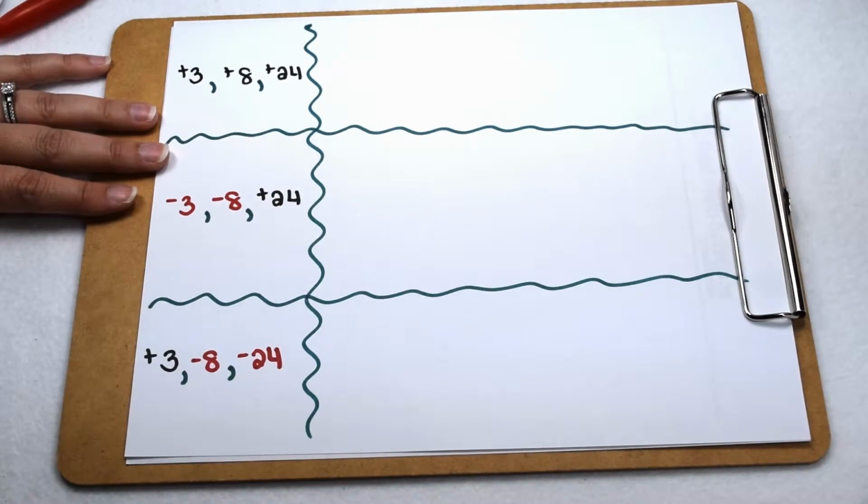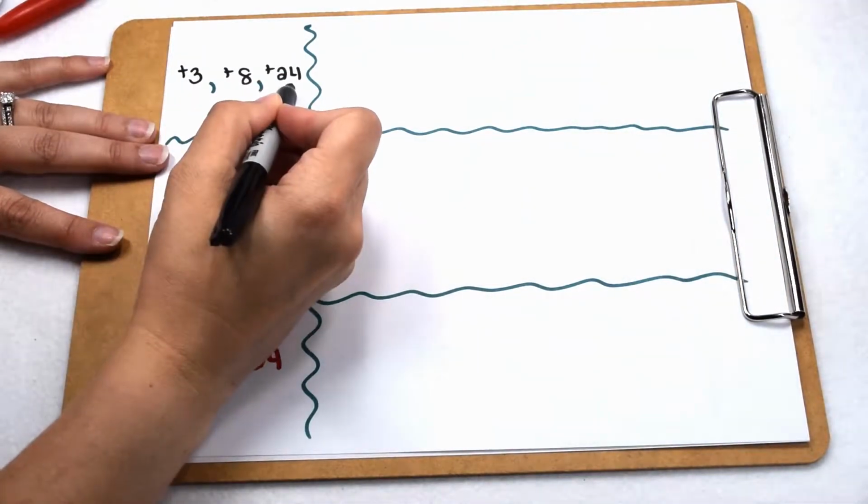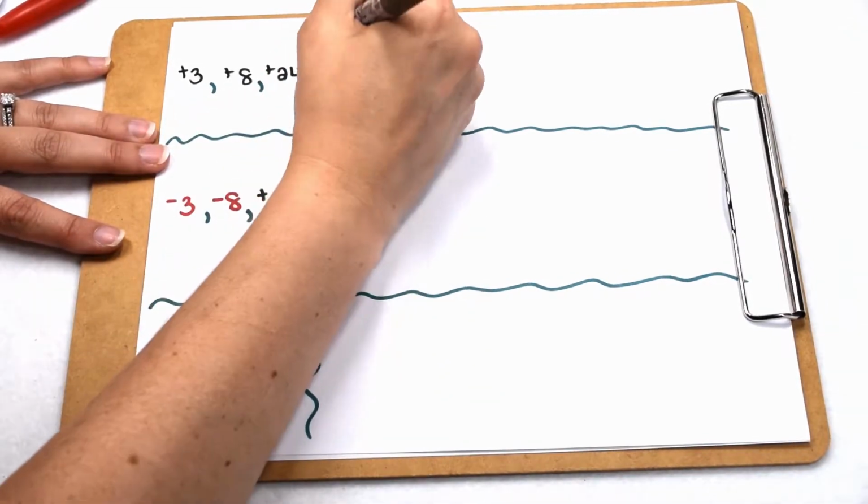A fact family is a group of 4 math facts made from 3 numbers. We're going to use our multiplication and division fact families to explore patterns for dividing with negatives. We'll start with using all positive values and write a fact family for positive 3, positive 8, and positive 24.